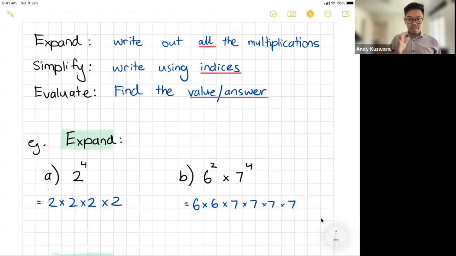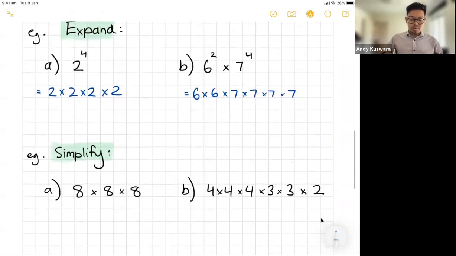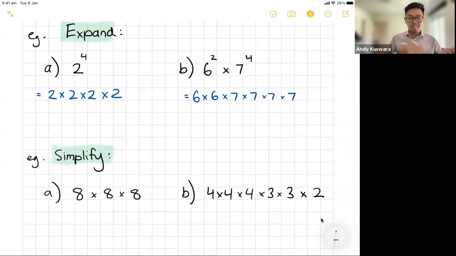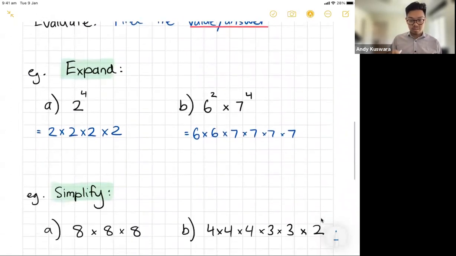We just leave it in expanded form. So when you see the word expand, we're just writing it out with all the multiplications in between. Hope that makes sense. Now, the opposite of expand is simplify. In this case, they've given us the expanded form, and they want us to bring it back into something simple. So in other words, remember, simplify means to write using indices.